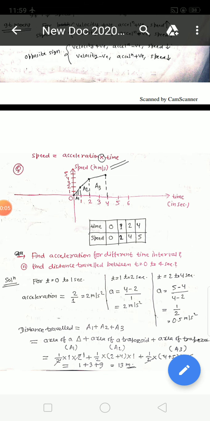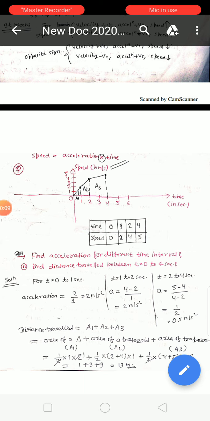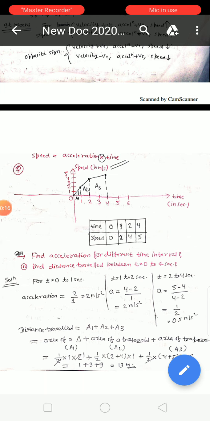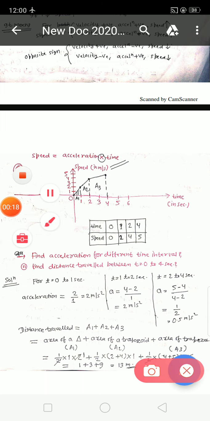I was discussing the graph. In the last lecture, I had given you one question based on the graph. I will discuss that question and then proceed to my next lecture. This was the speed-time graph, and I told you to find the acceleration for different intervals of time and also find the distance traveled.